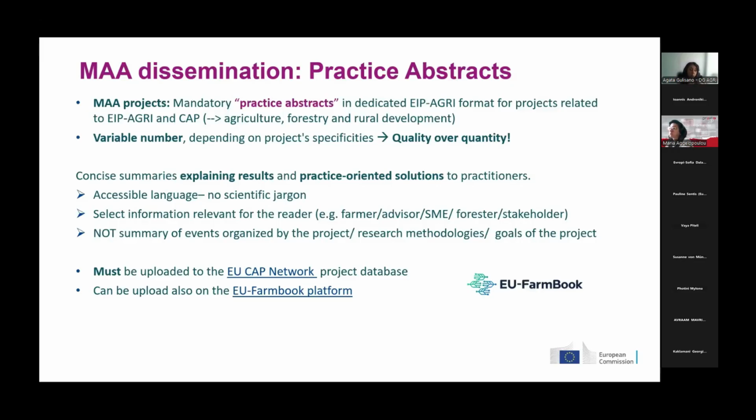Some important points about practice abstracts. Practice abstracts are requested in a variable number, depending on project specificities. And what we have noticed in the past is that, probably in a grant proposal preparation phase, this has been translated by many projects as: the more we are going to put out, the better it is going to look, or the best it is going to be for our project. But we really want now to prioritize quality over quantity, and we are going to be checking what is coming out of the practice abstracts with way more attention.